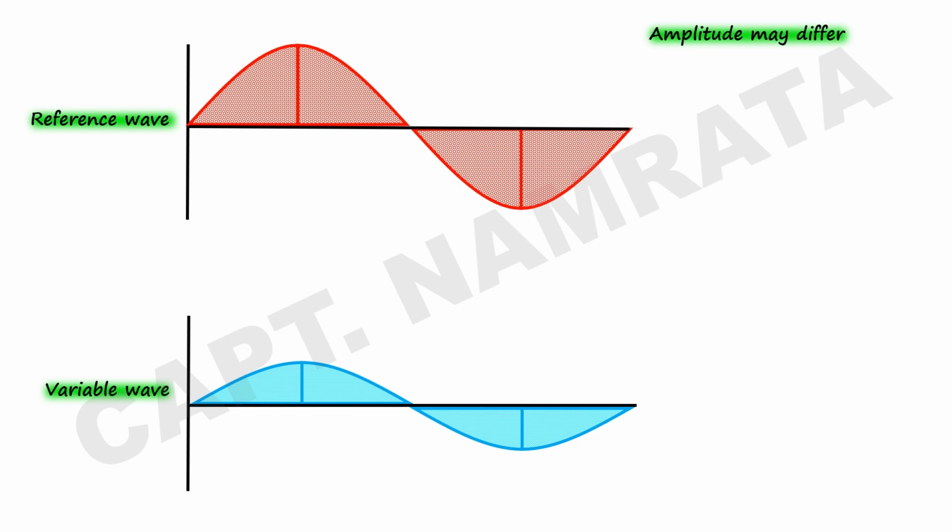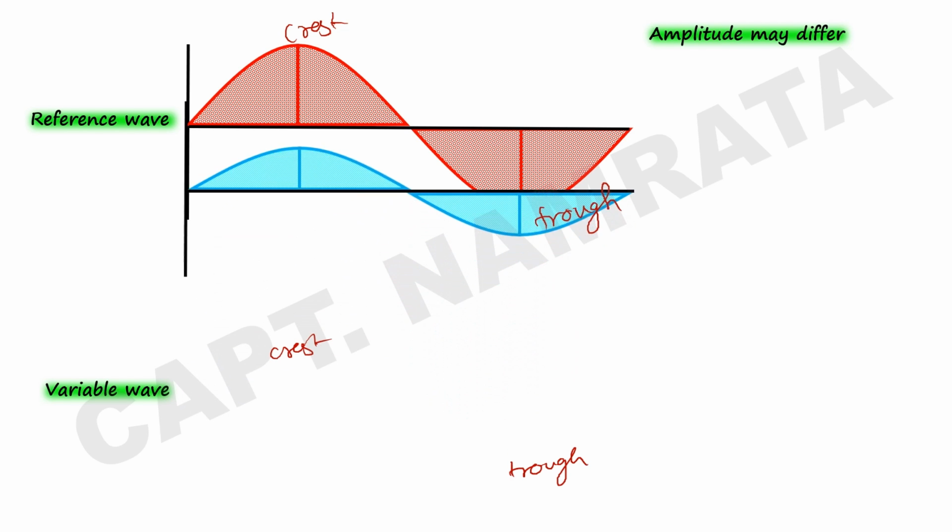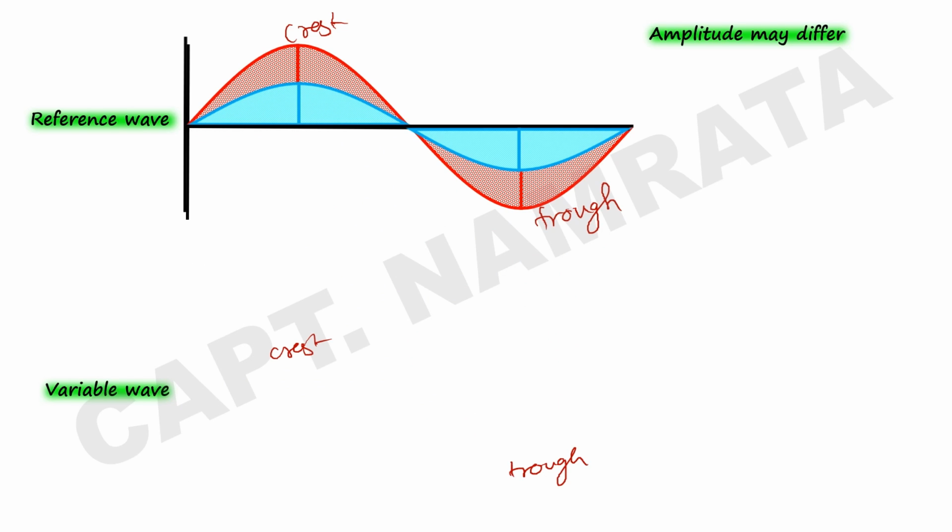Now remember, only the frequency should be the same and not the amplitude. In the reference wave, you can see that there is one crest and one trough. And the variable wave also has one crest and one trough. Even though the amplitudes are different, if I try to overlap this over the reference wave, we can see that crest and crest are aligned, and trough of the reference and variable are aligned. That means we can calculate phase difference.